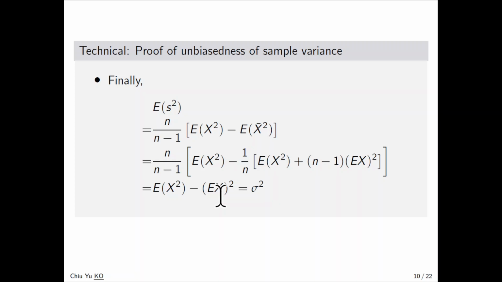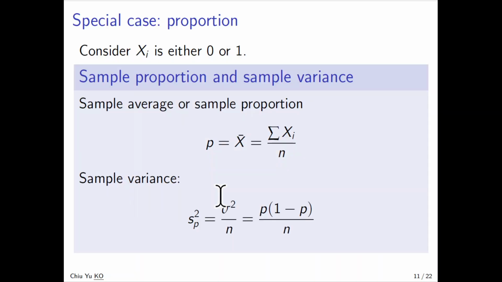Same for the proportion. The proportion is a special case of the sample mean. So the sample average and sample variance are unbiased estimators of what we want to estimate.